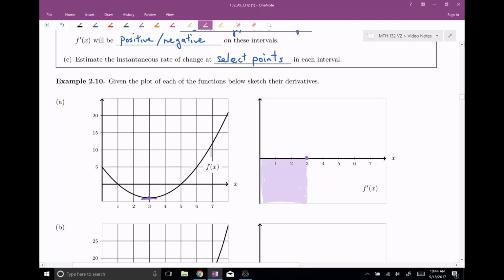When it's increasing, that means it has a positive slope, which means that it should be somewhere up here in the positives, right? So somewhere up here. So that's where our graph is going to live.